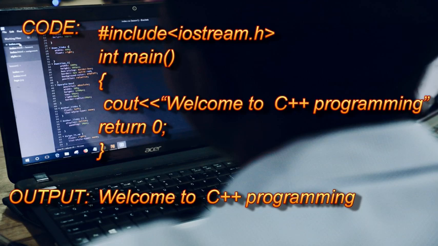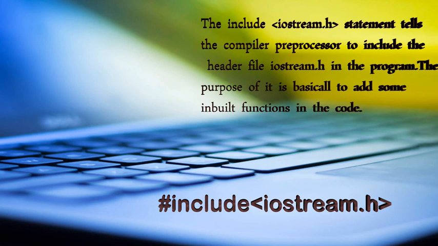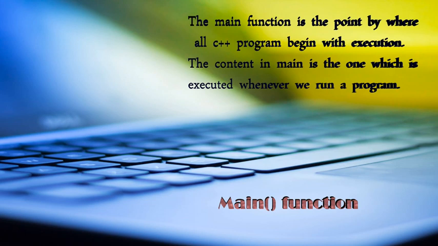So the very first statement is hash include iostream.h. When we talk about hash include iostream.h, it is basically a preprocessor. Preprocessor means something already built into a compiler, which includes all the header files that we need to include in the program. In this case we are using hash include iostream.h because we have used a cout statement in it. Now we have the second statement, that is int main.